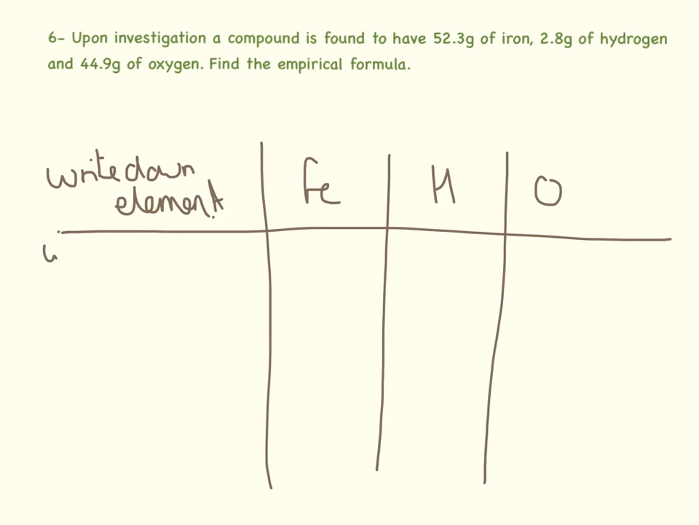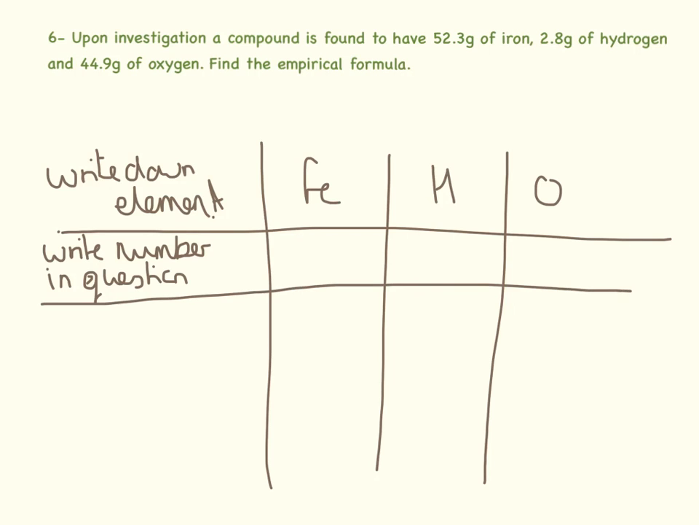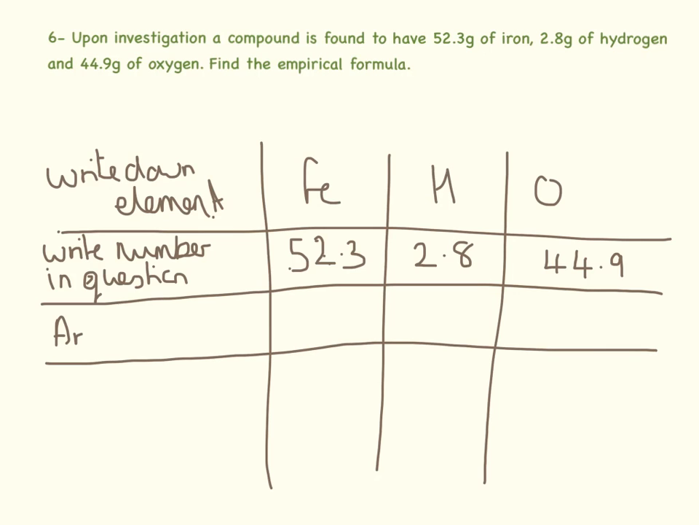The next thing we need to do is write down the number in the question. And for this question, it really doesn't matter whether we are talking percentages, grams, or kilograms. So for iron, the number in the question is 52.3. For hydrogen, it is 2.8, and for oxygen, it is 44.9. The next thing we need to write down is the atomic mass. So from our periodic table, we can see that iron is 56, hydrogen is 1, and oxygen is 16.